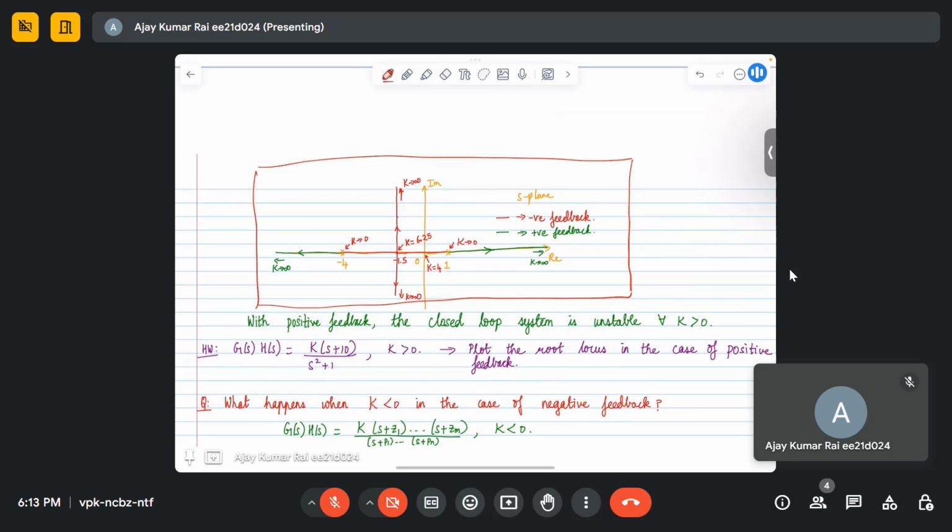You can see what is negative feedback. You can see how the system is stable for particular values of k, and for the positive feedback, if you see the green locus, you can see for any value of k the system is unstable.